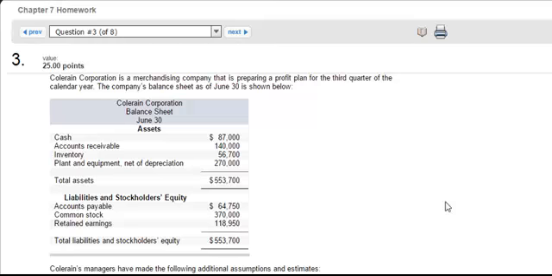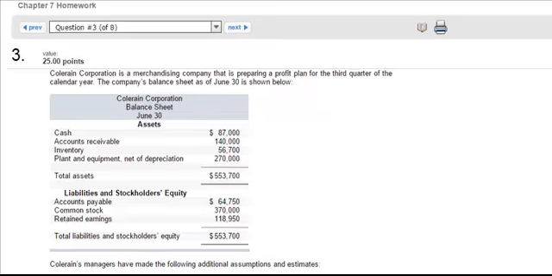So in this third homework question for Chapter 7, I thought I would go over some of the common mistakes that students make to help you in completing this problem.